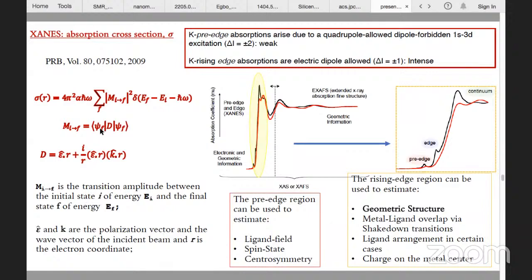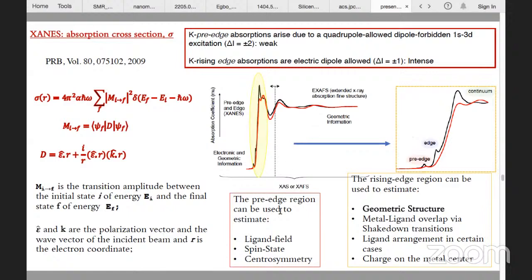that couples the initial and the final state. And so the typical X-ray absorption spectrum looks like this. There are some terms that we use. The shape is usually like this, and then you have the pre-edge, and then you have the edge, and you have the continuum. Most of the absorption spectra are in this shape.